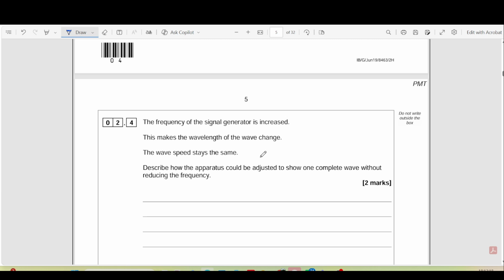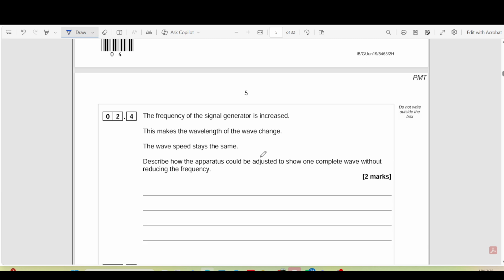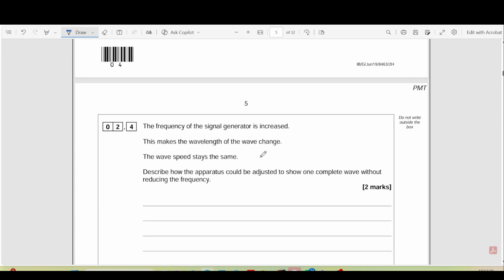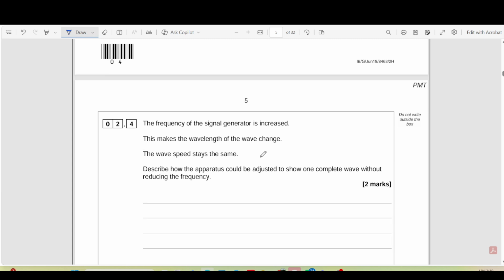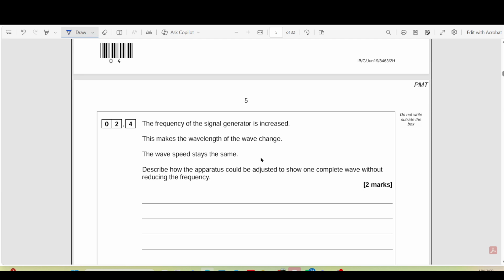By moving the wooden bridge, by increasing the distance between the vibration generator and the bridge, and by making the string longer, increasing the distance between the vibration generator and the bridge.